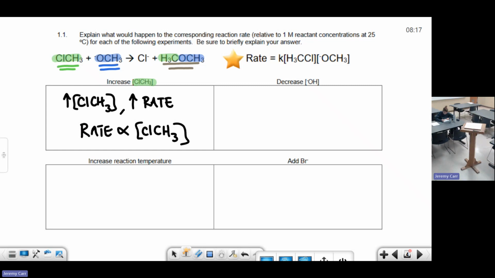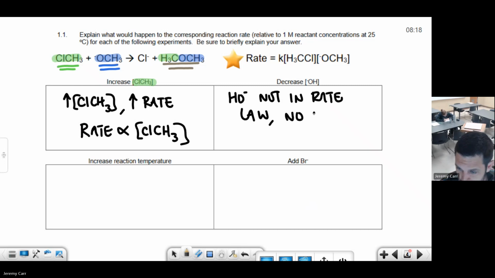The rate law says it's K times the concentration of methyl chloride times the concentration of methoxide, right? So is there any hydroxide in that rate law? No. So what is hydroxide actually going to do to the rate of the chemical reaction? Absolutely nothing. Why? It's not in the rate law. No effect on the chemical reaction at all. If it's not in the rate law, we don't care about it.